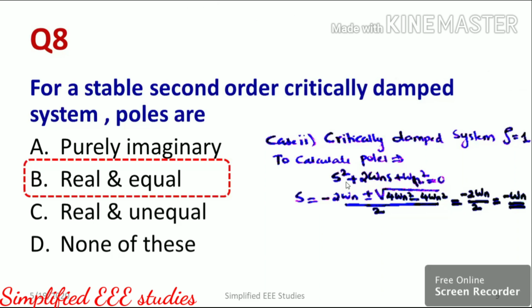Therefore, to calculate the pole, you can equate the characteristic equation. The characteristic equation becomes s square plus 2 zeta omega n s plus omega n square equal to 0. Here you have to put zeta equal to 1. That is why the equation becomes like this. From this I need to calculate the value of s. If I calculate the value of s, I will be getting minus 2 omega n divided by 2, that is nothing but minus omega n. Therefore, I can go for option B. It will be real and equal. I think it is very clear.